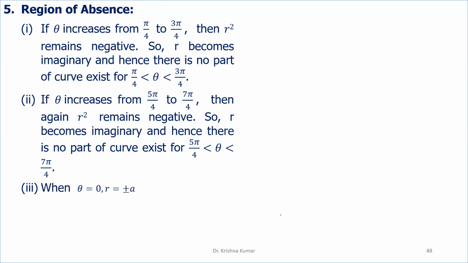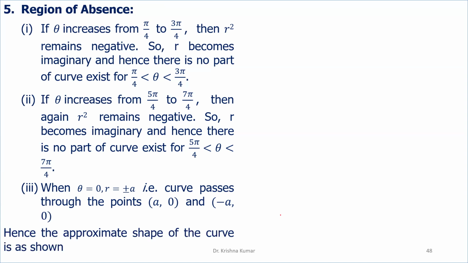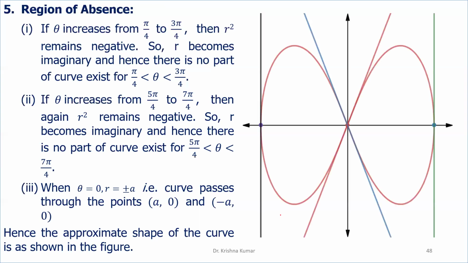When theta equals 0, r equals plus minus a, that is, the curve passes through the points a0 and minus a0. Hence, the approximate shape of the given curve is as shown in the figure. Okay, let us try to check how we are able to trace this curve.